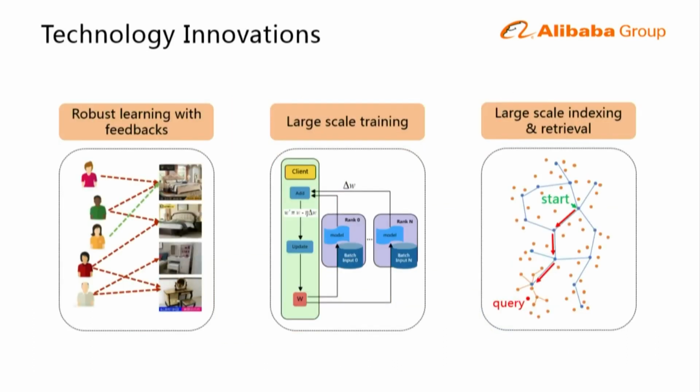So next, we'll talk about the technology innovations. Through the years, we have done a lot of technology innovations. Today I will share with you the top 3 most important technology innovations. The first one is robust learning with feedbacks. The second one is large-scale training. And the third one is large-scale indexing and retrieval.